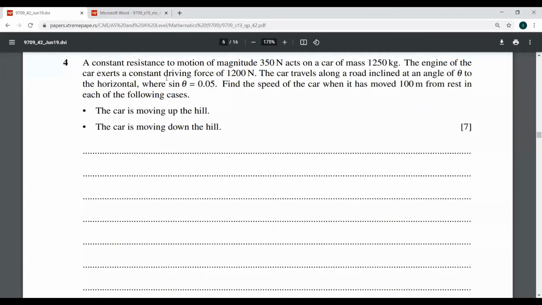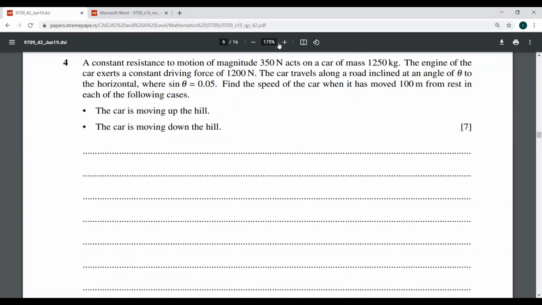A constant resistance to motion of magnitude X acts on a car of mass 1250 kg. The engine of the car exerts a constant driving force. Now there is a constant resisting force, there is a constant driving force.